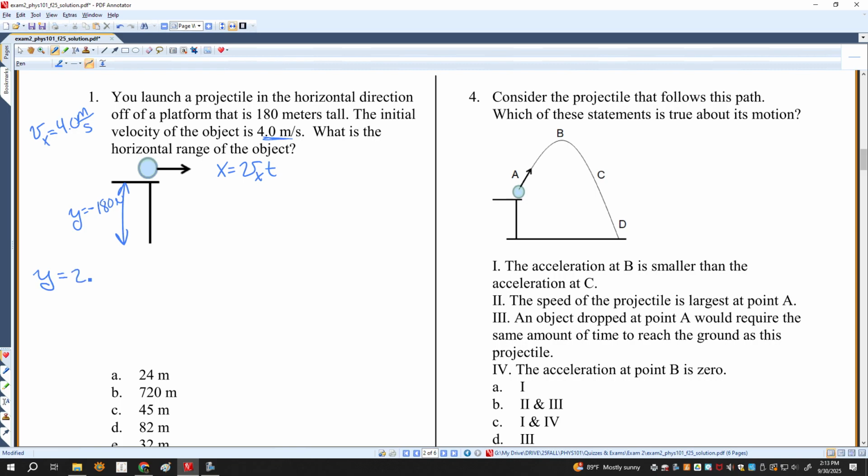Say y is equal to v naught y t plus 1/2 ay t squared. V naught y is equal to 0 because it's horizontal. So I have negative 180 equals negative 5 times t squared. T is equal to 6 seconds, the square root of 36. All right, now once I get that, I just say x is equal to 4 meters per second times 6 seconds, which is equal to 24 meters.